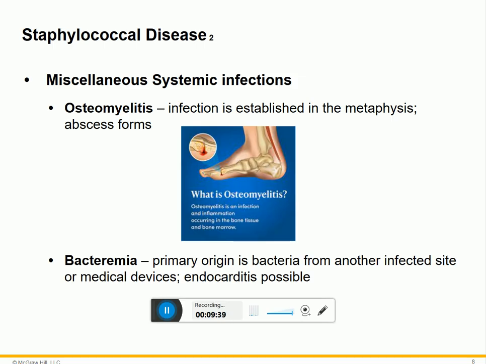Here are examples of systemic infection where staph can get to the bone, causing a disease called osteomyelitis. It could also get into the bloodstream, and that is known as bacteremia. Staph getting into the bloodstream is usually due to an infected medical device. So maybe they've got a port inserted. Now the staph has access to the bloodstream, and sometimes that bacteria will embed itself on the endocardium, leading to endocarditis.